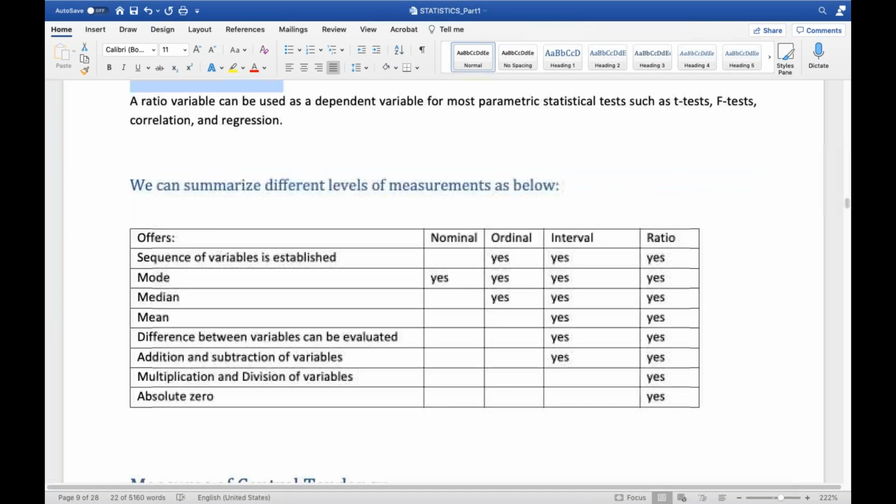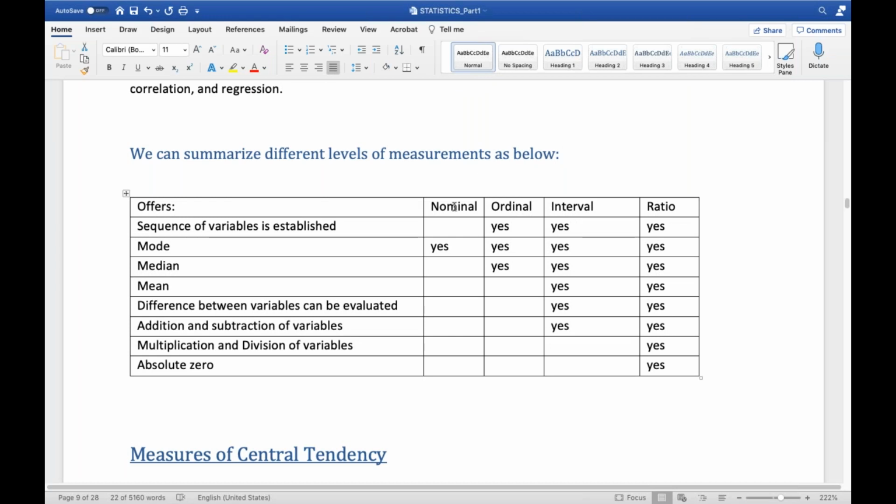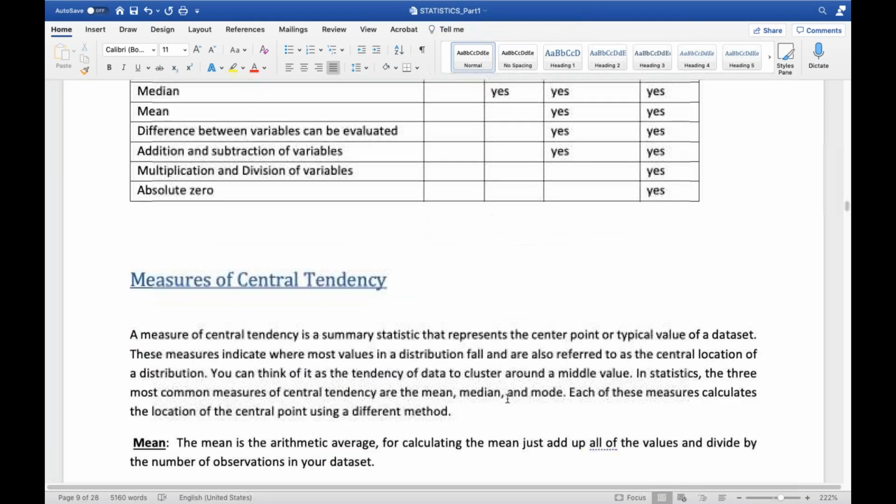Now, some statistical tests we can apply on these data types. On nominal data we can apply only the mode, in the sense of frequency, only frequency. On ordinal data we can apply the sequence of variables, mode, and median also. Ordinal means there is some order, right? So the median value we can definitely apply. For interval, other than multiplication, division and absolute zero, any statistics we can apply. Coming to ratio, we can apply all kinds of statistics.